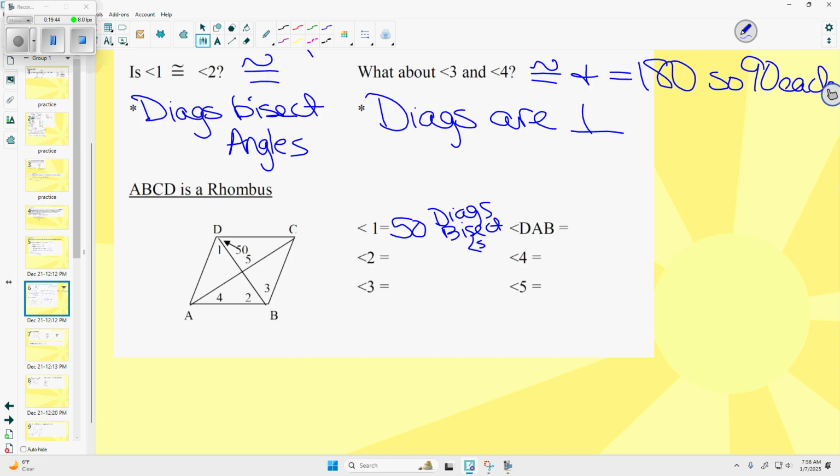All right, how about angle 2? 50. Why? Nice. Alternate interior, which means angle 3 is also 50. All of them diagonals bisecting the angles. Or you can use that alternate interior to get either one of 2 or 3. All right, then I need to know angle DAB. Where's the vertex of angle DAB? A. So I start at D, I go to A, I get to B. I want this entire angle in that lower left-hand corner.